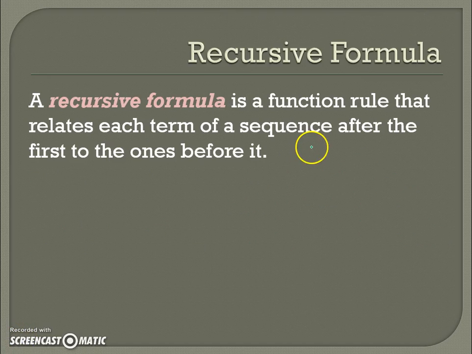A recursive formula. Write this down. A recursive formula is a function rule that relates each term of a sequence after the first to the ones before it. Okay, a recursive formula, in order to use it, you have to know the value of the preceding term, or the one that came before it.